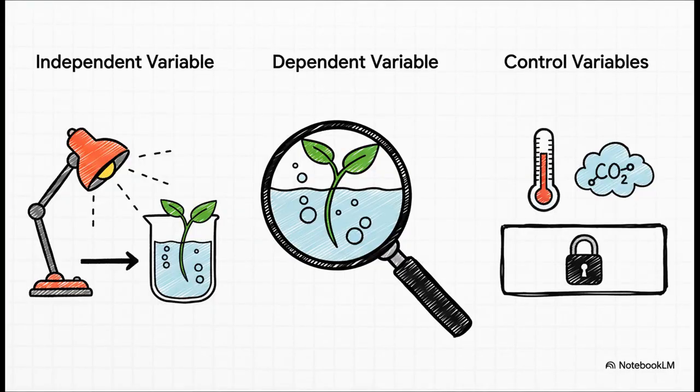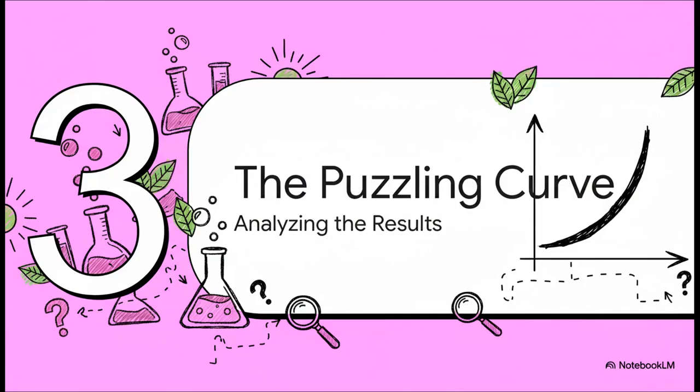Now, you know, for any good investigation, you gotta be crystal clear about your variables. The one thing we're changing on purpose, that's our independent variable, is the distance of the lamp. The thing we're measuring, the dependent variable, is the rate of those bubbles. And everything else, like the temperature, the CO2 level, all of that has to stay exactly the same. Those are our controls. All right, the experiment is set. The bubbles have been counted. Now it's time to look at the data.